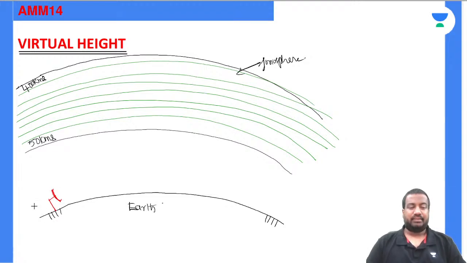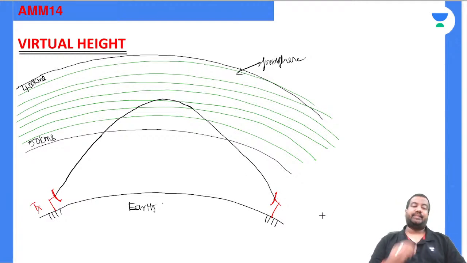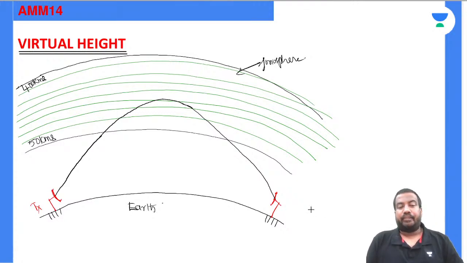Transmitting antenna, the receiving antenna. The wave is sent up, it entered the ionosphere, got refracted continuously, and at a point where n is n max, it came back. Already I told you this particular scenario.